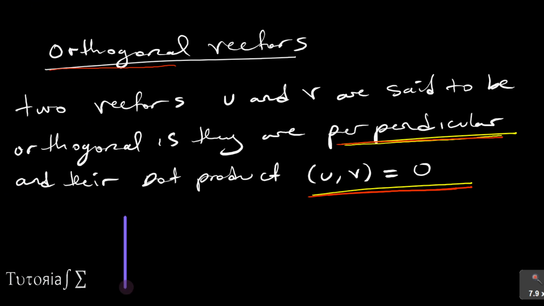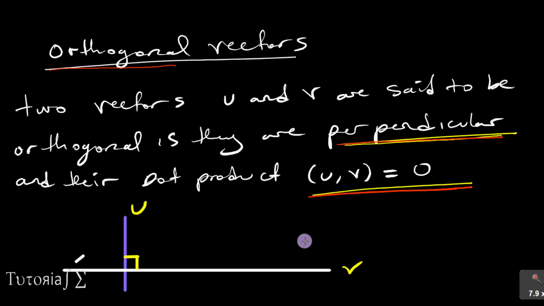So if this is one vector and that is the other vector, we see that they are at 90 degrees like that. Meaning that if this is u and this is v, then we conclude that these vectors are orthogonal. But the easiest way is just to find their dot product, and if the dot product gives us 0, we conclude that the vectors are orthogonal. If the dot product gives us any other number, we conclude that they are not orthogonal or not perpendicular.